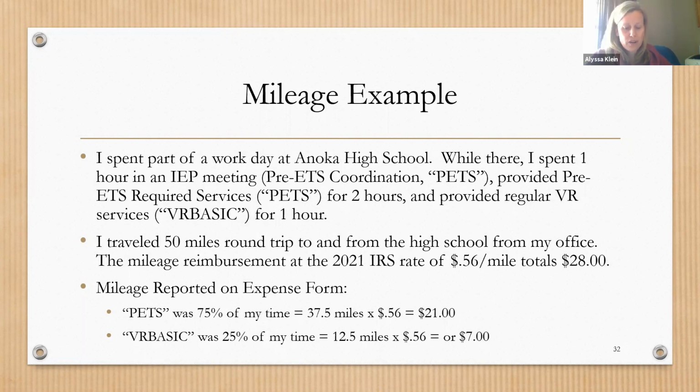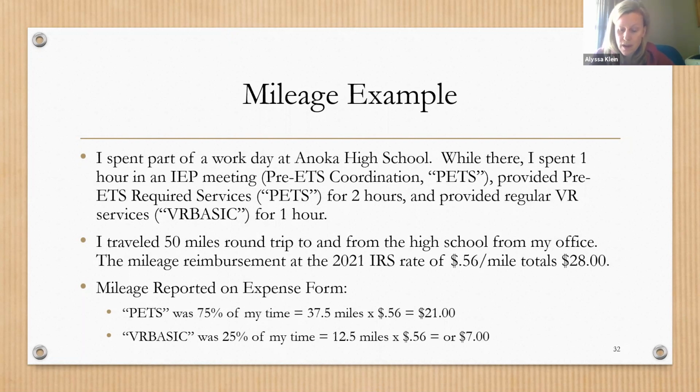While I was there, I spent 1 hour in an IEP meeting, which would be Pre-ETS coordination services and charged within PETS. I also provided Pre-ETS required services in my individual meetings with students, which added up to 2 hours, also charged within PETS. And then in those same meetings with students, I provided regular VR services for a total of 1 hour. Let's say that I traveled 50 miles round trip to and from the high school from my office, and the mileage reimbursement at the 2021 IRS rate of 56 cents a mile totals $28.